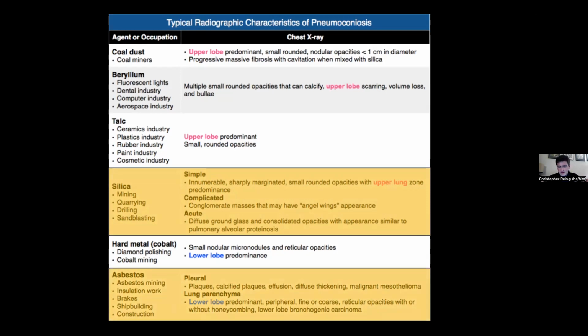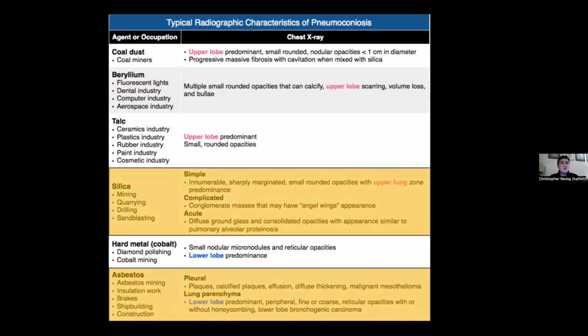I didn't highlight these things, but they are. So if it's a coal miner and it's upper lobe, it's probably coal miner's lung. Anyone who's working in the aerospace industry has berylliosis until proven otherwise. Anyone who's in mining or quarrying probably has a silicosis. These are all hypersensitivity pneumonitis.